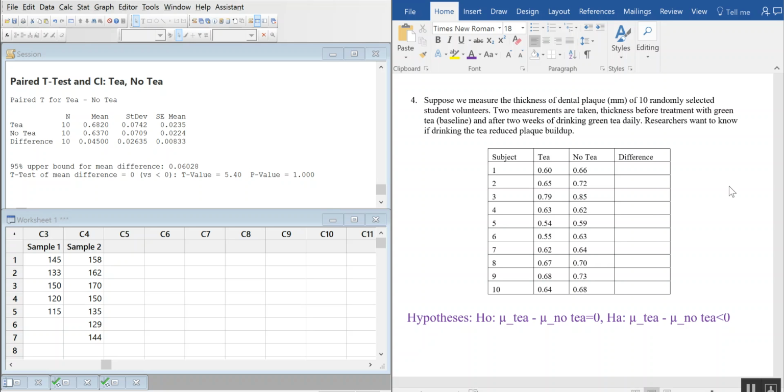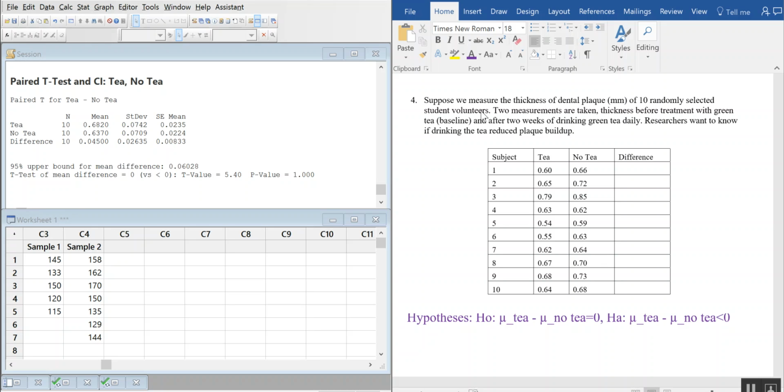So, I have some data below about drinking tea versus not drinking tea and measuring the amount of plaque buildup on your teeth. Specifically, this was green tea. This is a study I was a part of in college where they randomly had student volunteers be selected into different groupings, and we looked at a couple different treatments.